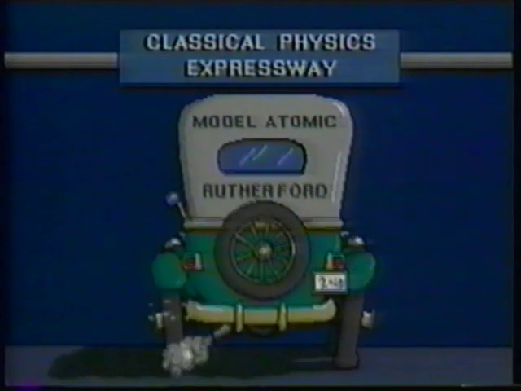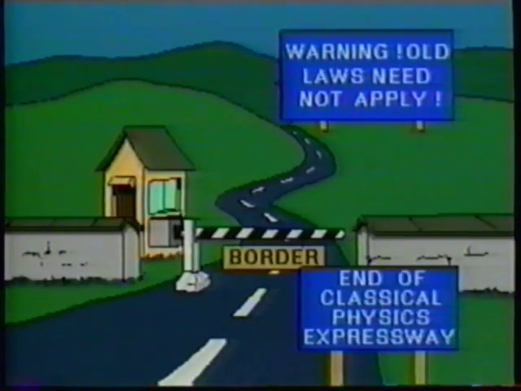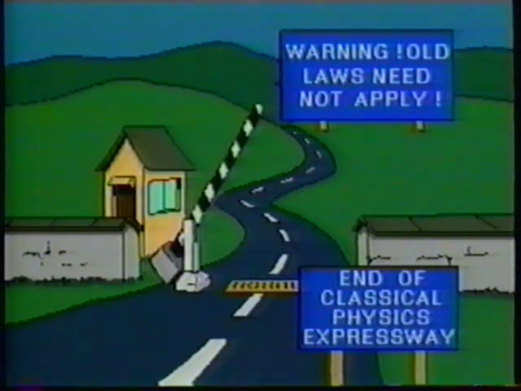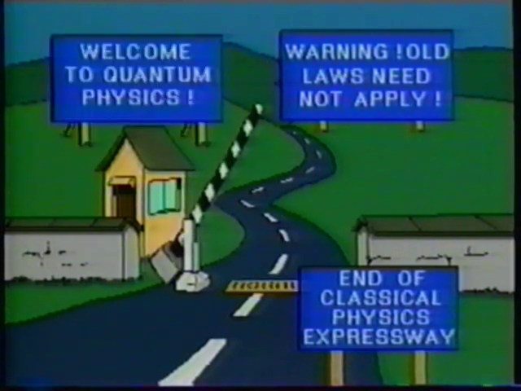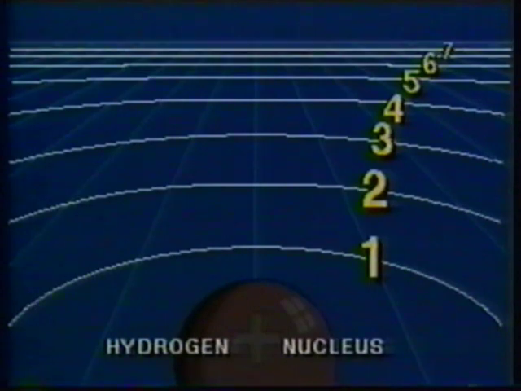The classical model of the atom became obsolete in the early 20th century. Then Niels Bohr made a series of revolutionary proposals that allowed the model of the atom to cross into the land of quantum physics. Bohr proposed that an electron orbiting the nucleus of an atom is constrained to occupy certain definite orbits or energy levels.